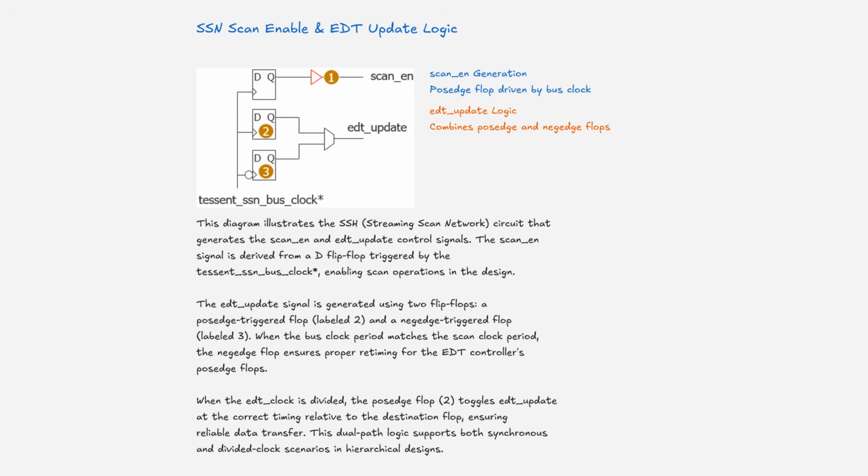When the EDT clock is divided, the pos-edge flop 2 toggles EDT update at the correct timing relative to the destination flop, ensuring reliable data transfer. This dual-path logic supports both synchronous and divided clock scenarios in hierarchical designs.